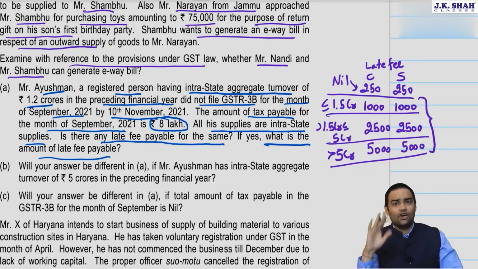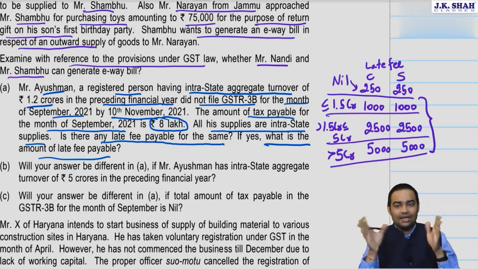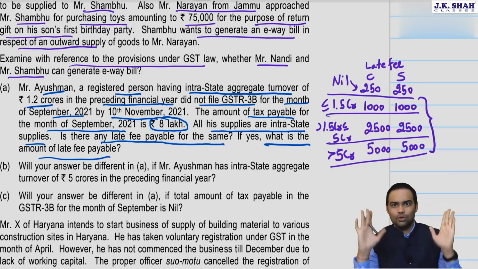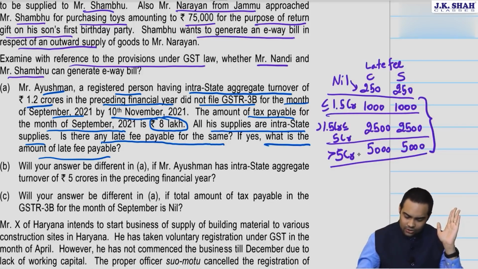100 rupees per day or this. See, in real life, the late fee is 25 rupees CGST and 25 rupees SGST. But in this provision, you will not be using that. Simple reason, your examination module does not say 25; it says 100 rupees per day, subject to a maximum of 5,000 CGST and 5,000 SGST separately. So if your last year turnover was more than 5 crore, then 5,000.